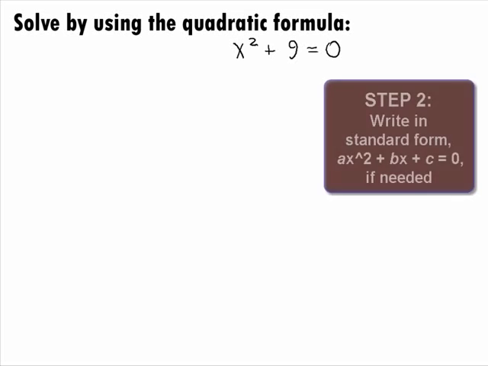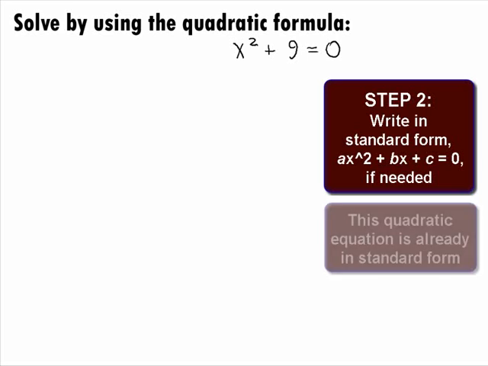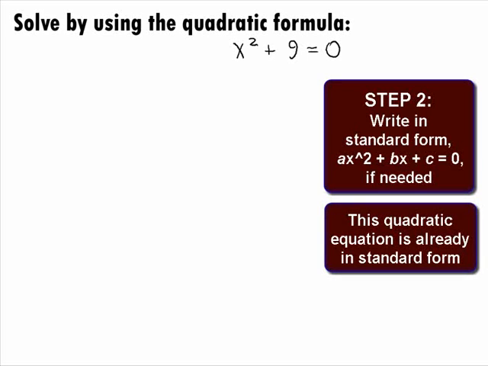In step 2, we want to write the quadratic equation in standard form if needed. Standard form for a quadratic equation is ax squared plus bx plus c equals 0. This equation is already in standard form.